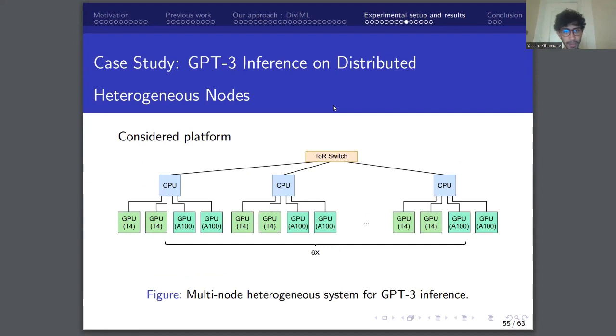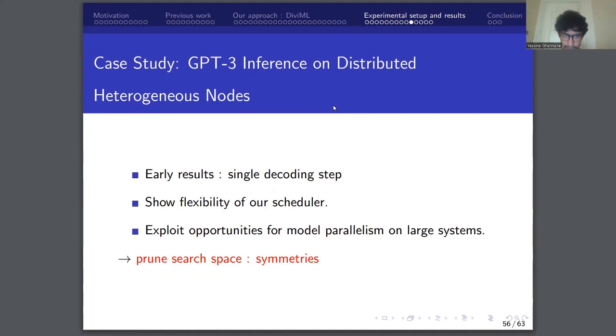So in our case, we will consider GPT-3 on this simple distributed platform consisting of multiple nodes, each composed of a CPU and multiple GPUs. I'd like to emphasize that these are only early results where evaluation is done on a single decoding step of the LLM. The main objective is to show the flexibility of our schedule that can scale to larger models with large heterogeneous hardware platforms by exploiting opportunities for model parallelism. The main idea to allow our solution to scale is pruning our search space via symmetry breaking.